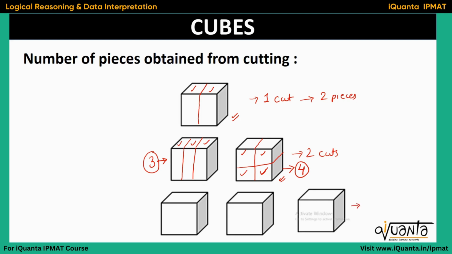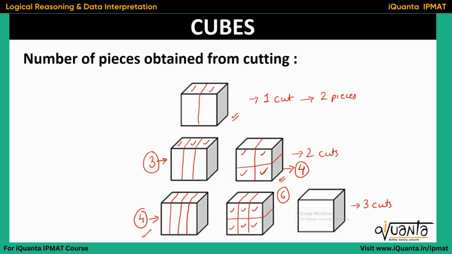Now let us try to consider 3 cuts. So 3 cuts can either be made like this, which will give us 4 pieces in this case. Now what if we have to make 2 cuts like this and 1 cut like this? So in this case we have 1, 2, 3, 4, 5, 6 pieces. So making cuts a little bit different from the first case gives us 6 pieces.